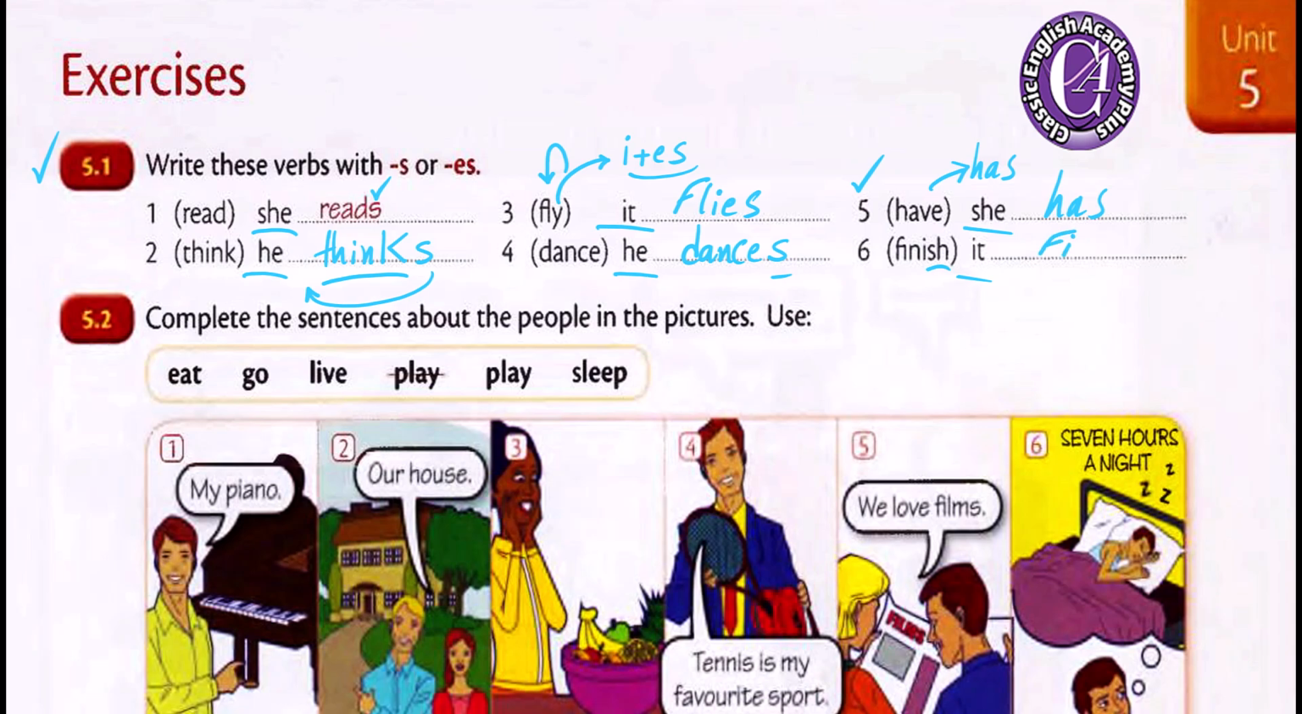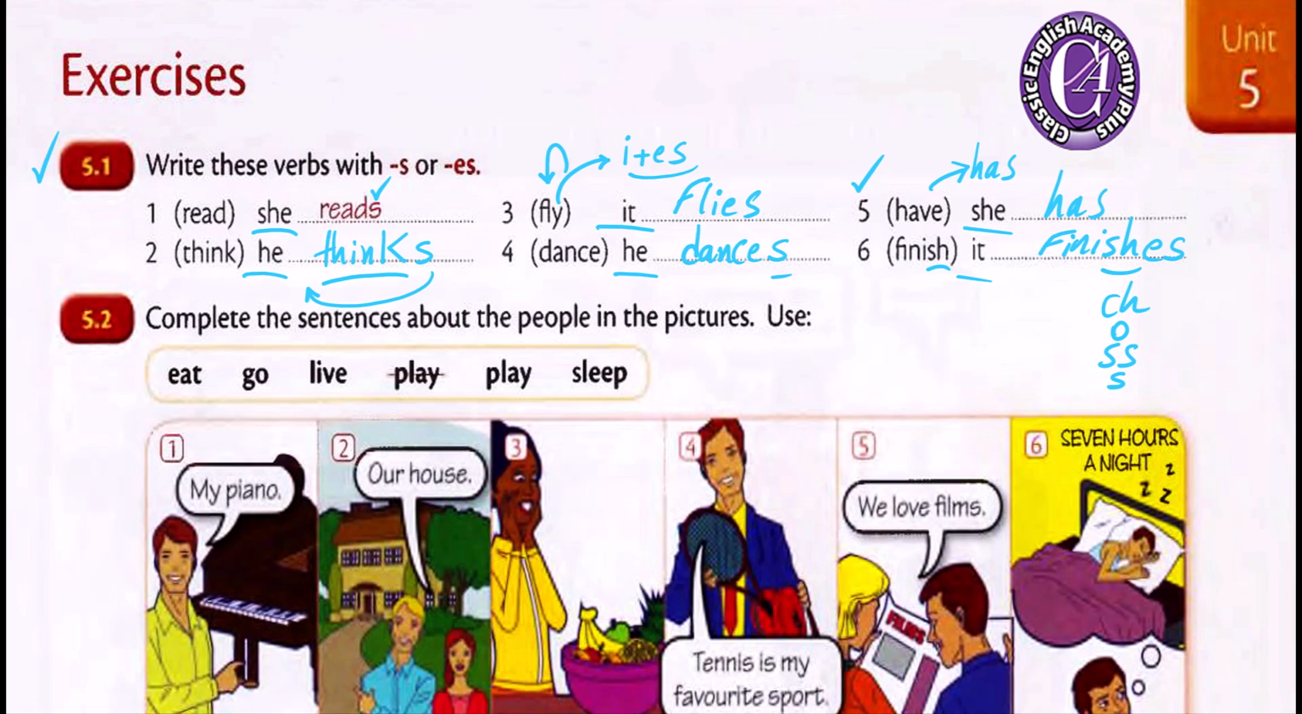Yes, finish. And this has got a very special rule. Do you remember? The verb ends with sh or ch. The verb ends with o or double s or one single s. We have always es at the end. Be careful. This is very, very important.